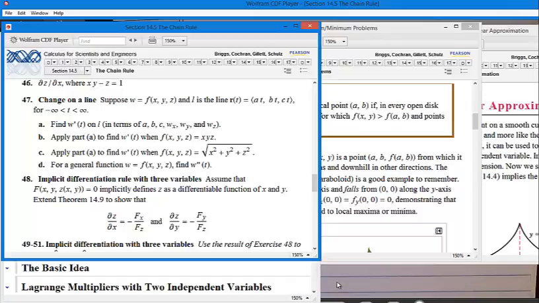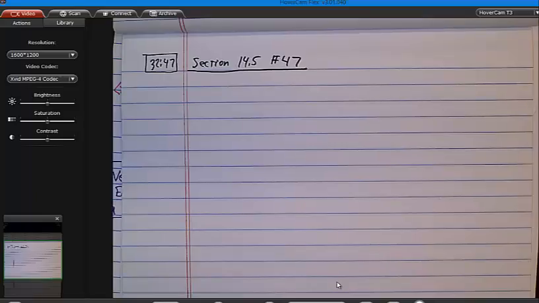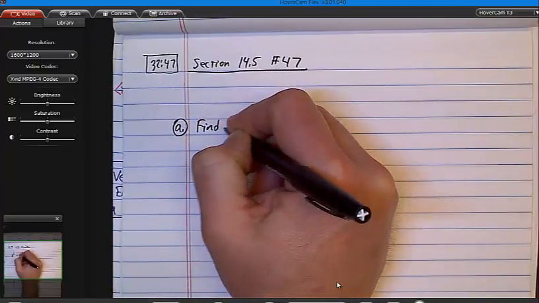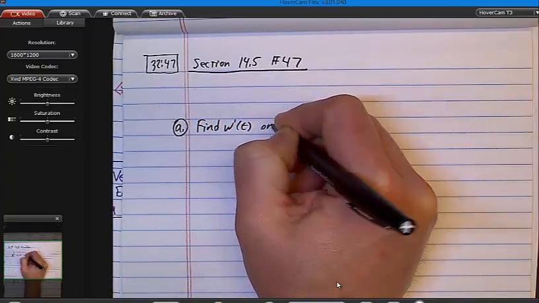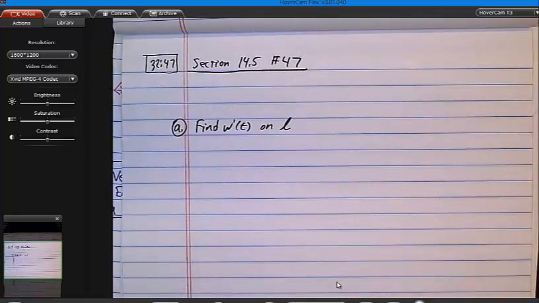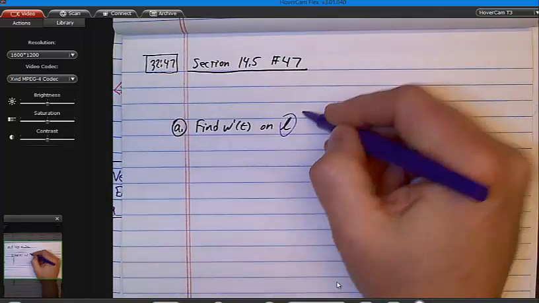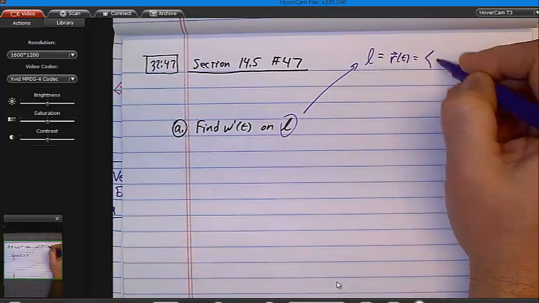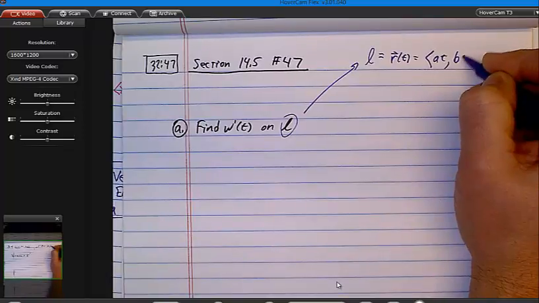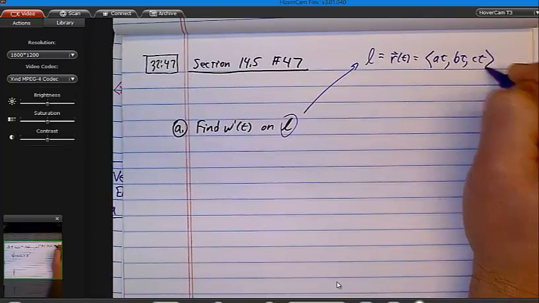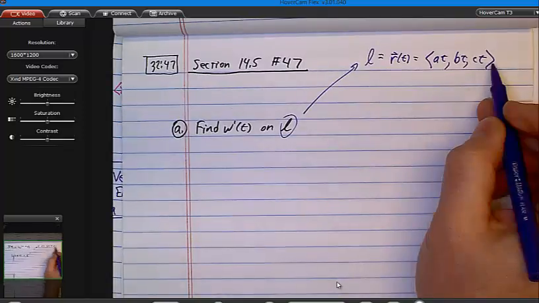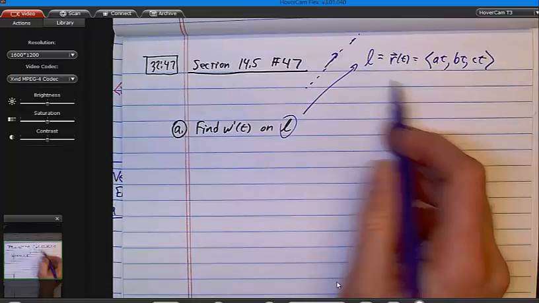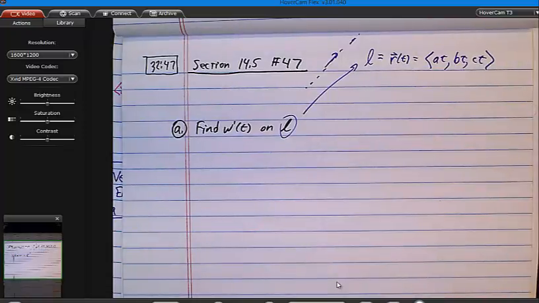Part A says find w prime of t on L. L is represented by r of t equals at, bt, ct. So it's pointed in the direction of ABC, some vector, and you just kind of move along. However, you multiply by t, and that's how we represent a line.